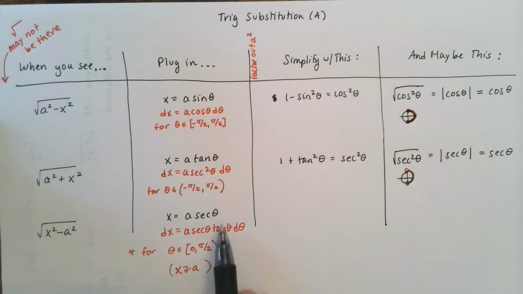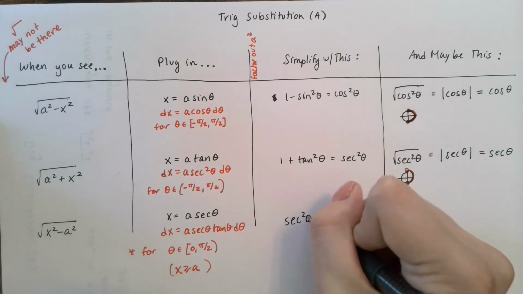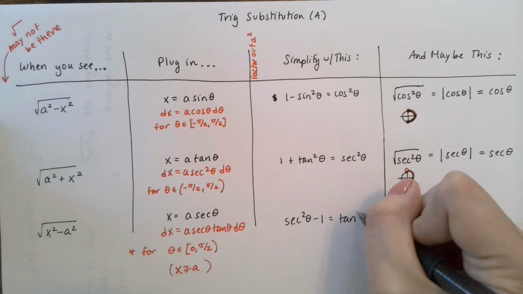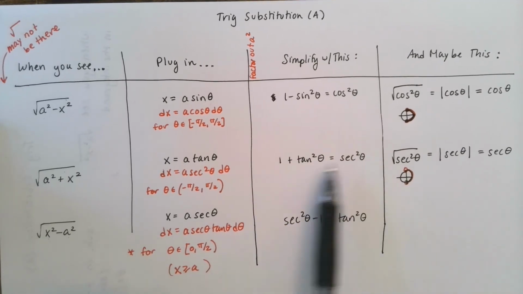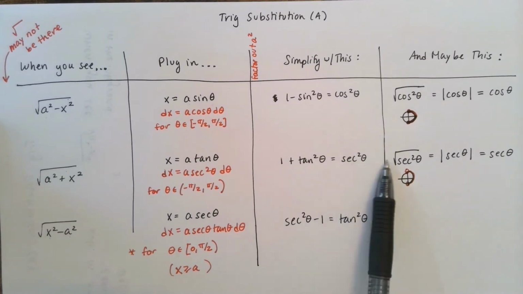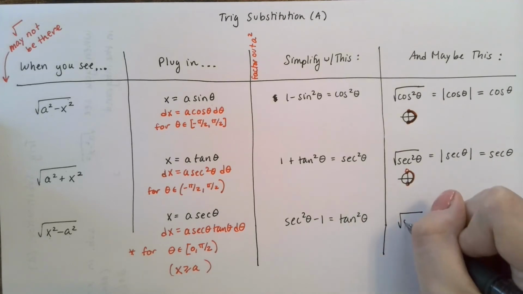Okay, so in this case, you would have a squared secant squared right here minus a squared. Factor out your a squared, so you have secant squared minus 1. And there's an identity. Really all I'm doing is rearranging this identity, right? Subtract the 1 onto this side, and we've got secant squared minus 1 is tangent squared. But this is how you'll see it show up. And then, of course, it should be a square root of tangent squared.